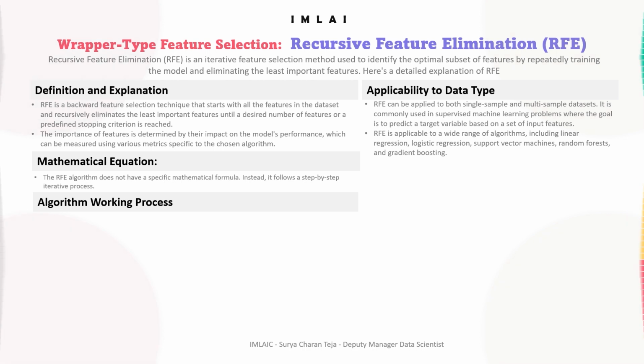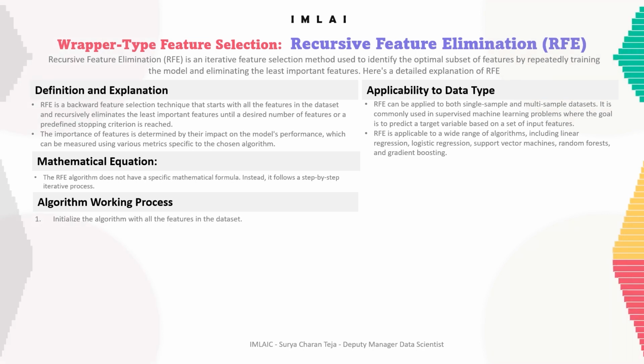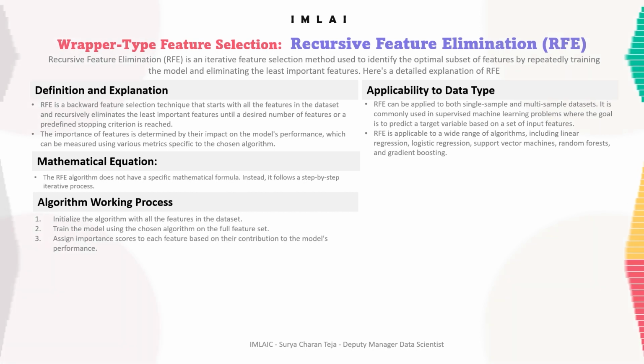In this recursive feature elimination process, we will begin by initializing the algorithm with all the features in the dataset. Then we will train the model using the chosen algorithm on the full feature set. Assign importance scores to each feature based on their contribution to the model's performance. Then eliminate the least important features based on the assigned scores.